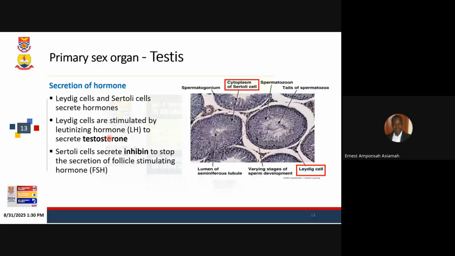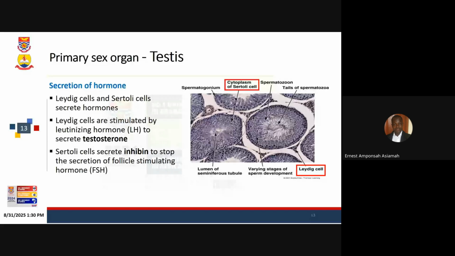inhibin, and this will stop the secretion of another hormone from the brain. We call it the follicle stimulating hormone. Follicle stimulating hormone is secreted by your anterior pituitary gland, so that the FSH will act on the testis and stimulate the spermatogonia. It will induce the spermatogonia to undergo division to produce sperms.